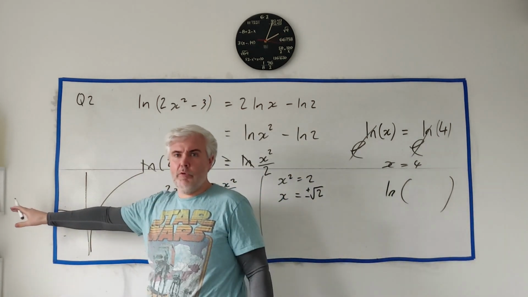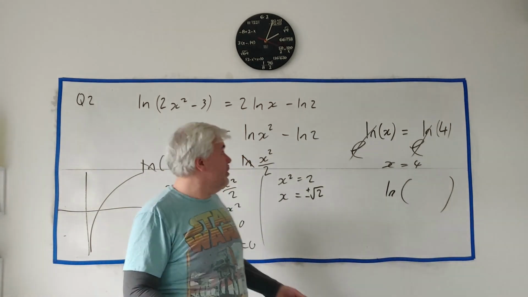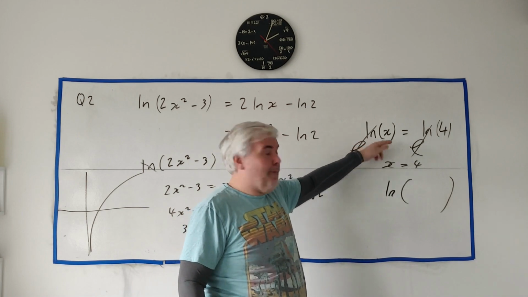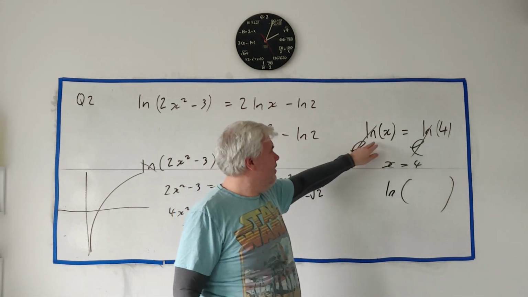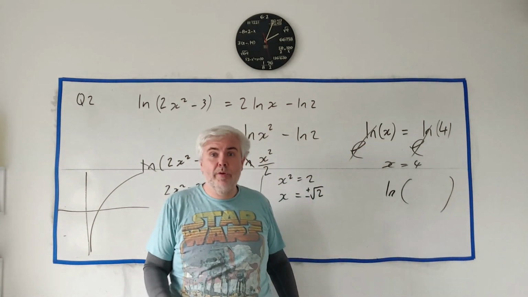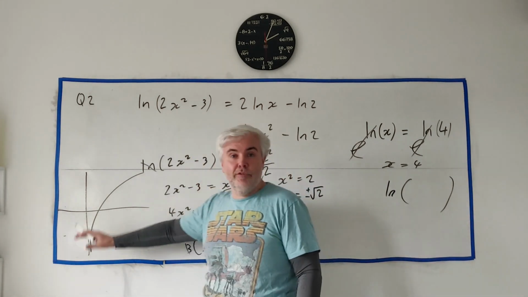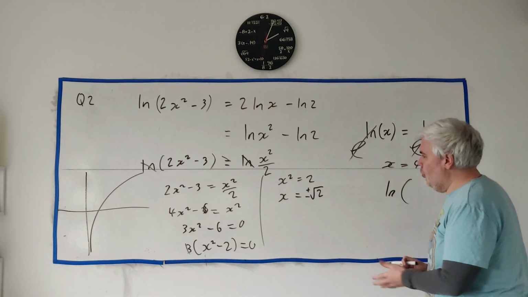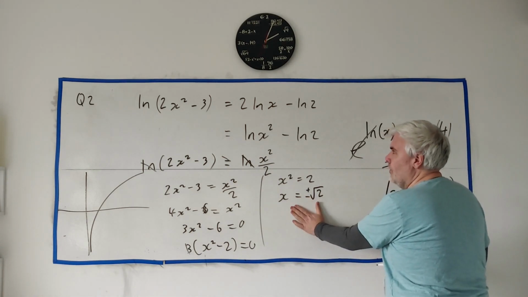It never deals with minus numbers. In fact, you can try and put a minus number in a log. Log of minus 4. It will give you an error. You cannot put minus numbers into a log. So there's two ways to deal with getting this answer.